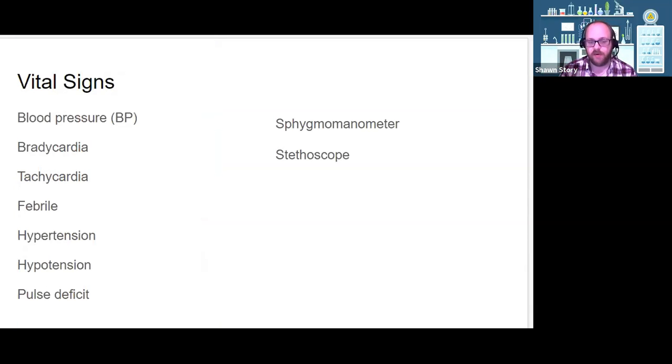So our CNA vocabulary: these are vocabulary words that you'll see in the CNA test and the CNA program. We have blood pressure and the abbreviation BP for blood pressure. We have these two terms here, bradycardia and tachycardia. What do these terms mean? Do we know? Have we seen them before?